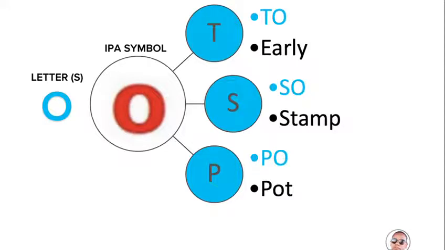Letter O, IPA sound O, a little shorter than the English O. All right, O. T-O, to, which means early. S-O, so, which means stamp. P-O, po, which means pot.